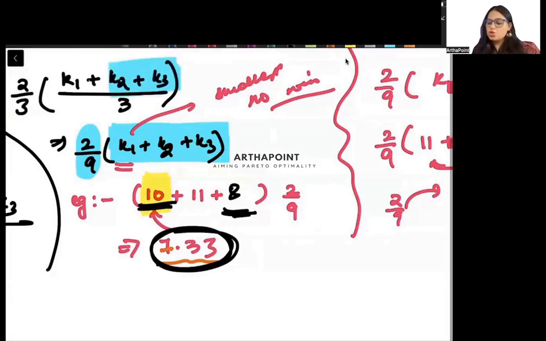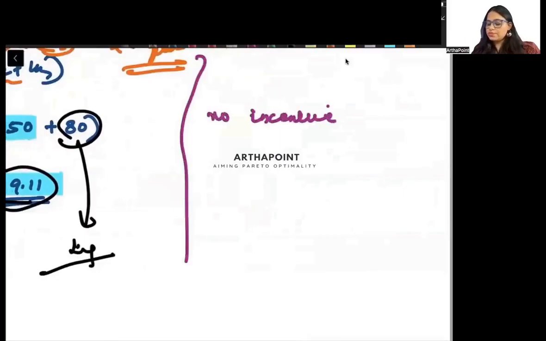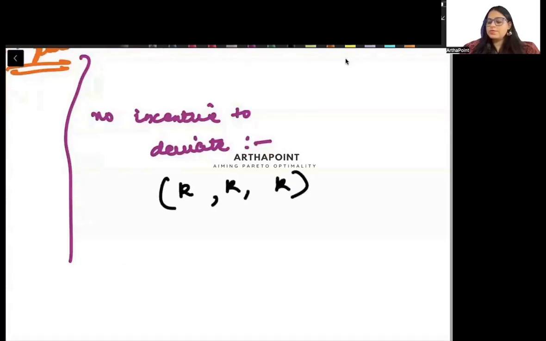Is this point clear? So the only way in which there is no incentive to deviate, listen carefully, the story is not complete yet, is when there is a tie. So when there will be a tie, beta, when all people announce the same number k. All three announced the same number.